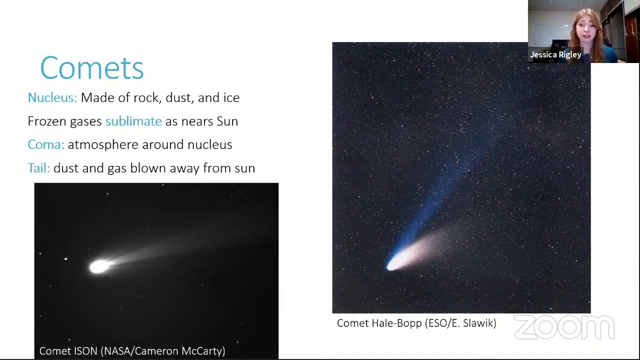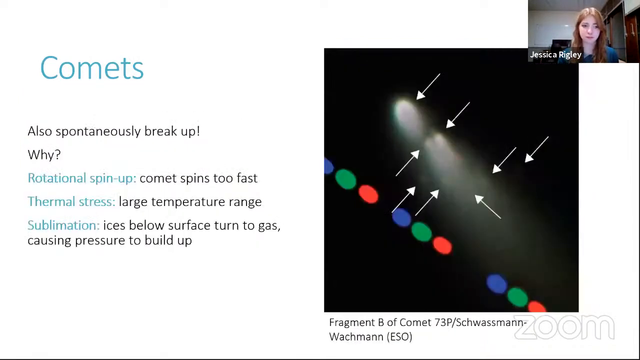Some of this dust and gas gets blown away from the sun and streaks out behind the comet. So this is comet Hale-Bopp, which is a comet from the 90s. And we can see it actually has 2 different tails. This first tail at the bottom is the dust that's being released from the comet. And this second tail here, which is blue, is gas ions. So this is the gas being released from the comet, which has been ionized by the sun's light.